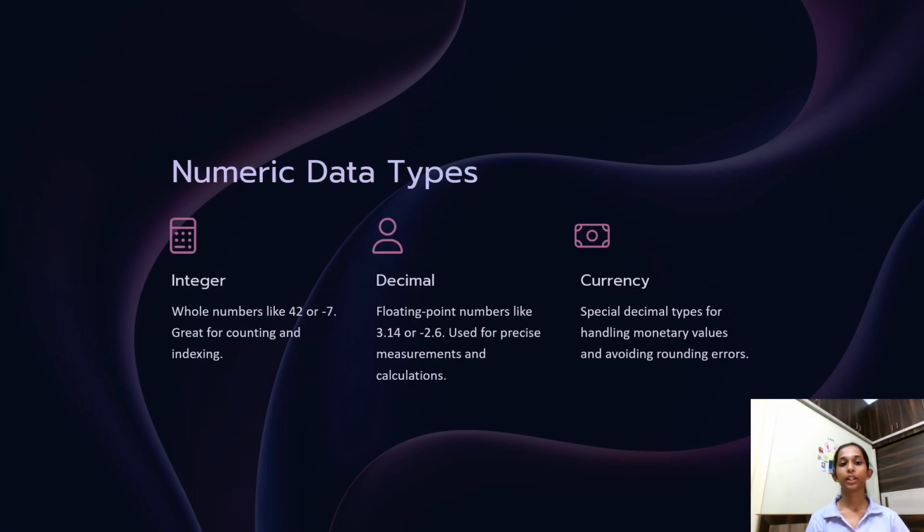Now let us dive deep into the numeric data type. Numeric data type consists of integer, decimal or floating point, and also currency. Integers are whole numbers like 42 or -7, great for counting and indexing. Decimal numeric data type is floating point numbers like 3.14 or -2.6, used for precise measurements and calculations. And next is currency. Special decimal types for handling monetary values and avoiding rounding errors.